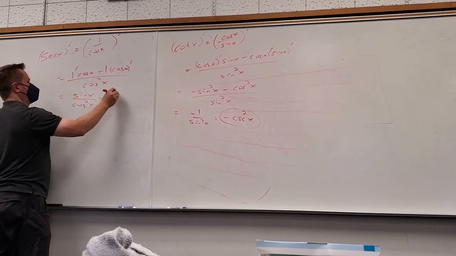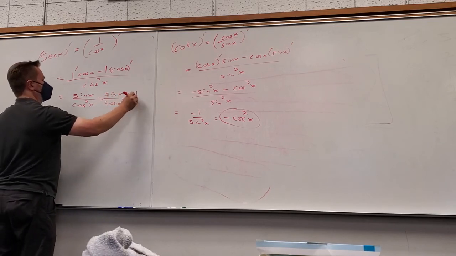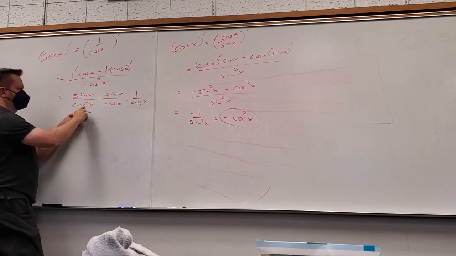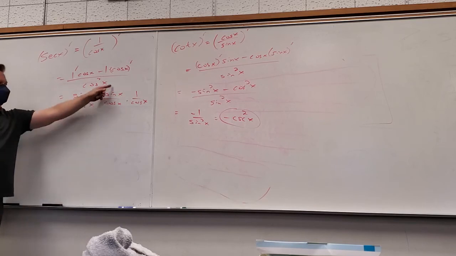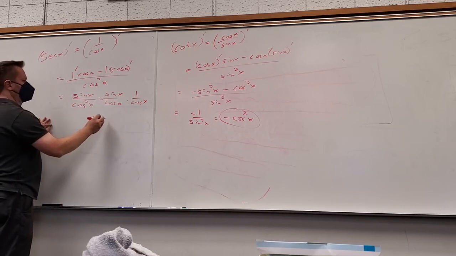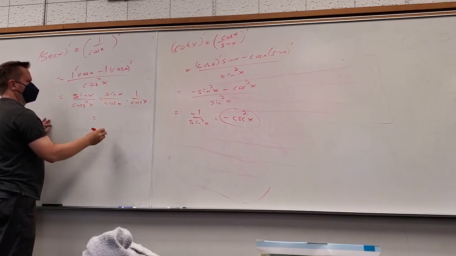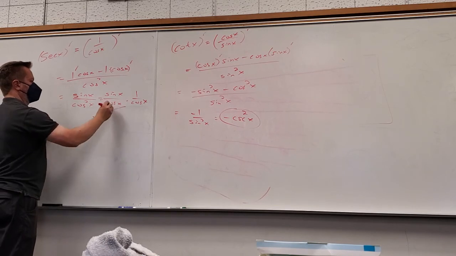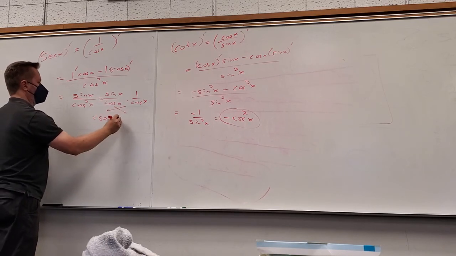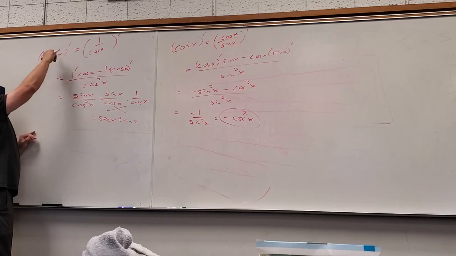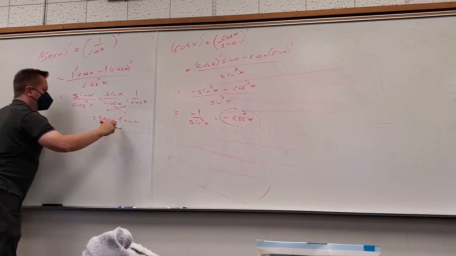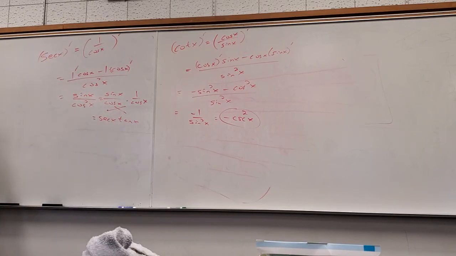Now watch this. Sine x over cosine x times 1 over cosine x. Is everybody cool with that? I just split that up. Because what's sine over cosine? Tangent. And what's 1 over cosine? Secant. So I'm going to write it like this because this is the way I have it memorized. The derivative of secant is secant tangent. That's weird.